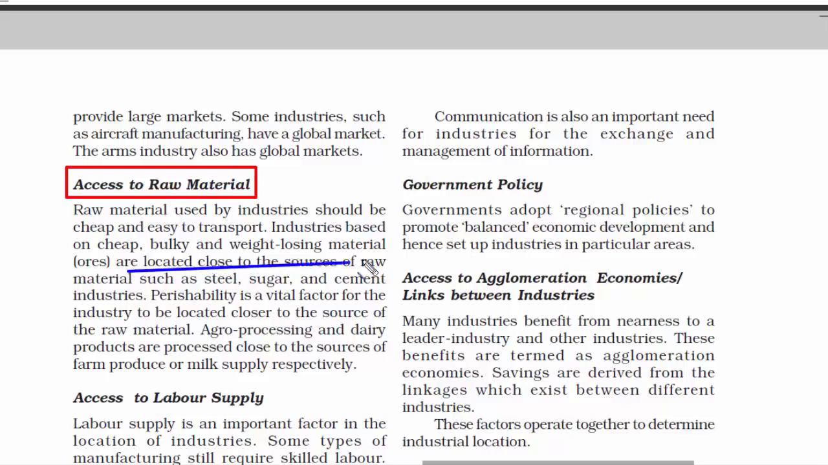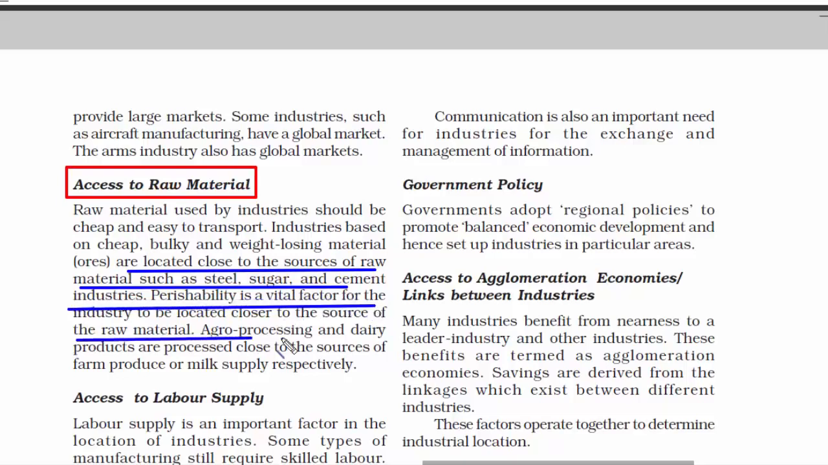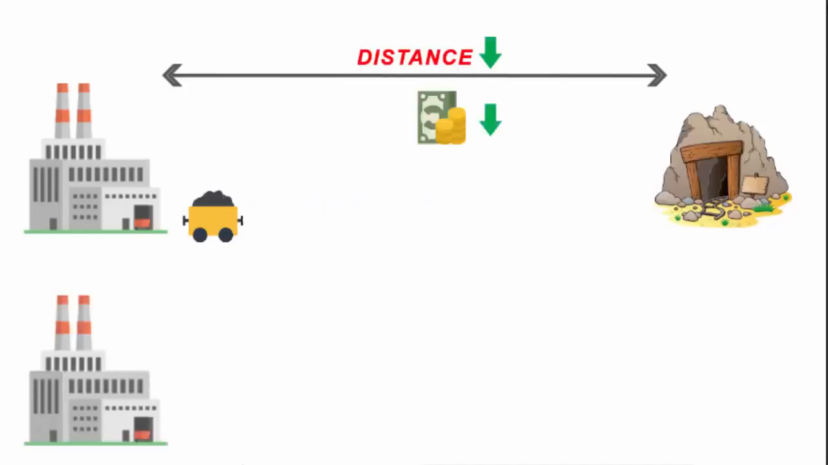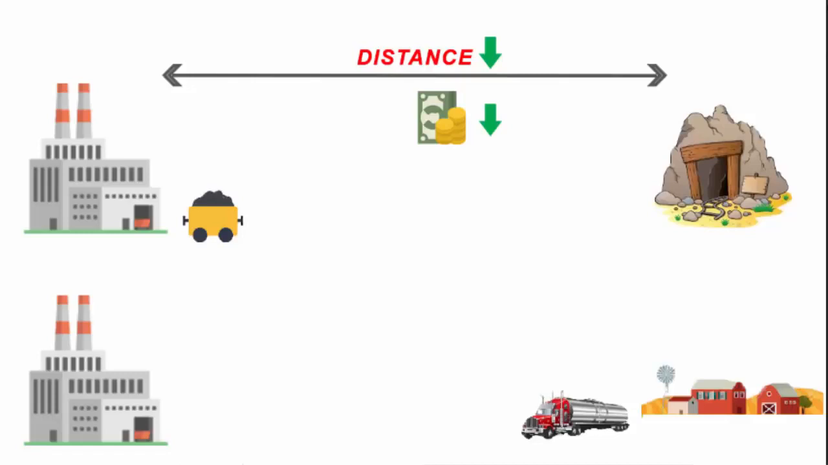Without raw material, industries are empty. So the entire cost of the product that is produced is heavily determined by how close the industry is to the source of raw material. For example, if an iron industry is closer to iron ore mines, then the cost of transportation will be less and the cost of iron would be cheap. Similarly, if agro processing and dairy industries are closer to farms, then the products would not get damaged.